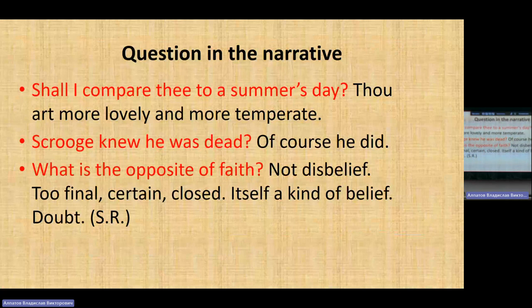Scrooge knew he was dead. Of course he did. That's from Christmas Carol by Dickens. What is the opposite of faith? Not disbelief. Too final, certain, closed. Itself a kind of belief. Doubt. Right? So you ask the question, then you answer it. That's called the question in the narrative.